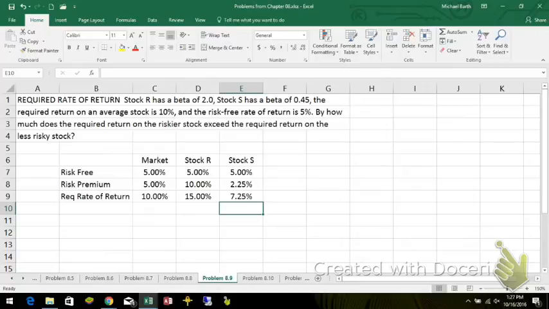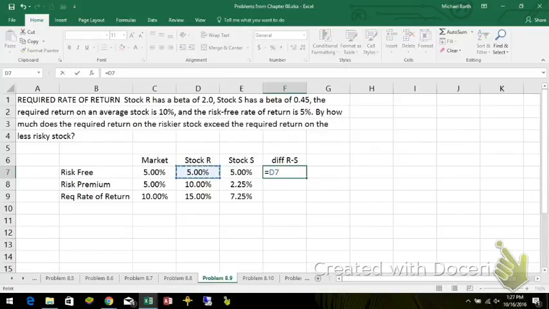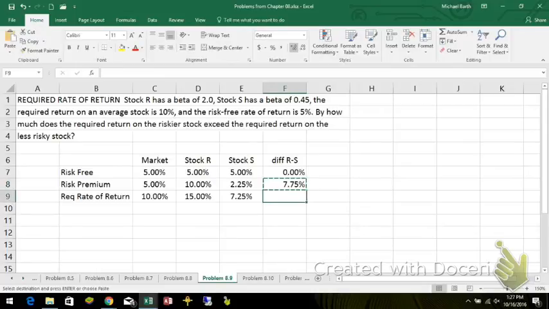Alright, so by how much does the required rate of return on the riskier stock exceed the less risky stock? Well, the risk-free rate isn't going to be different between them at all. Where they're going to have a difference is in the risk premium, and that's going to be the total difference between the two. Risk-free rate is going to be the same for both, so there's no difference there, but the 7.75% difference in the required rate of return is all made up of the difference in the risk premiums.